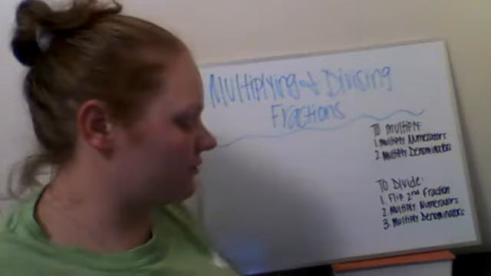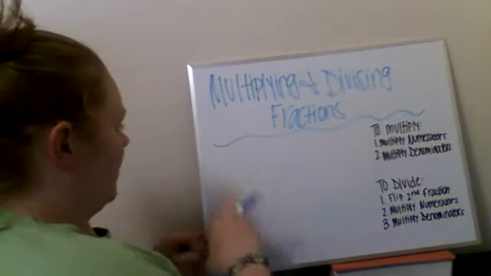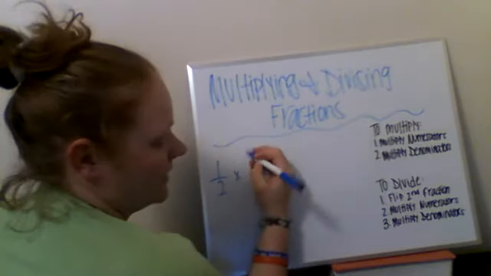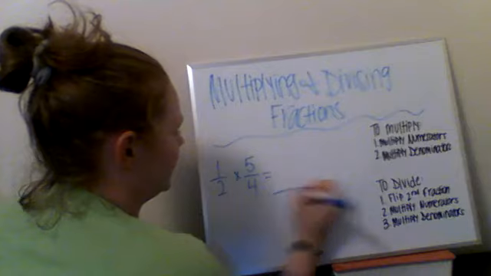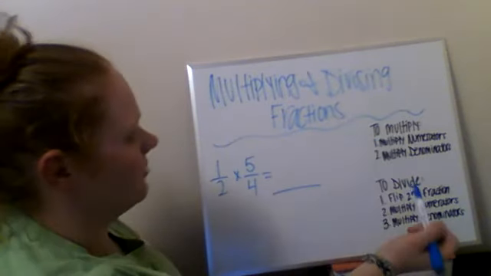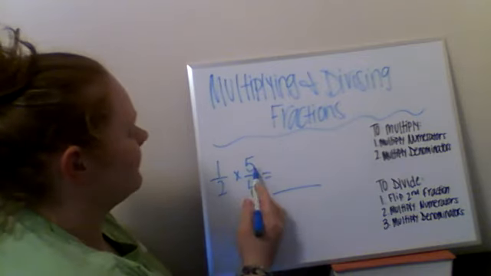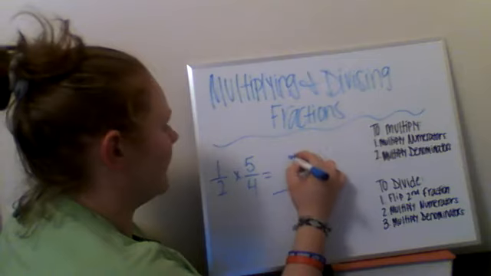So let's go through a couple examples. If I was to give you the problem 1/2, and I want you to multiply 5/4, what does that give you? Well, if we look at our first rule, multiply the numerators. So I'm going to look at my two numerators, 1 and 5. I'm going to multiply them. 1 times 5 is 5.